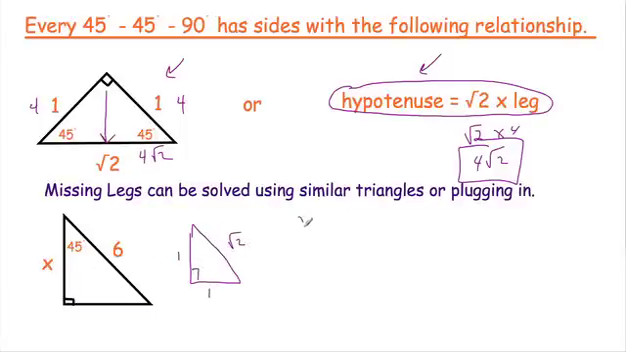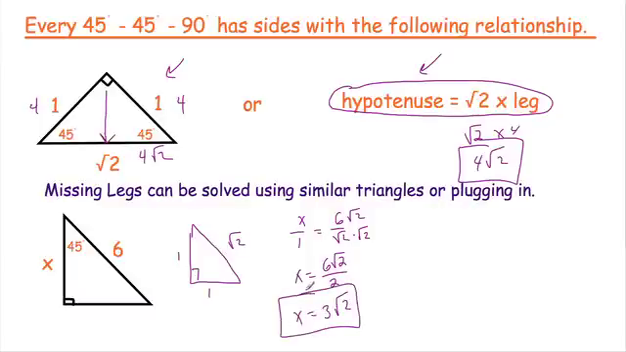So x over 1 is the same as 6 over radical 2. X divided by 1 is just x. I need to rationalize this, so I multiply by radical 2 top and bottom. So 6 radical 2 over 2. 6 divided by 2 is 3 radical 2. You can totally do it this way. This is the way I've always done it, with similar triangles, where I draw the triangle the way it's oriented, set up a proportion, and solve it.